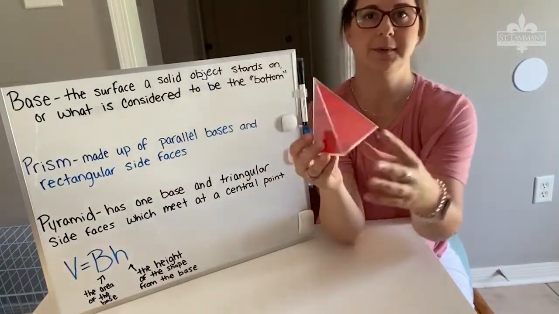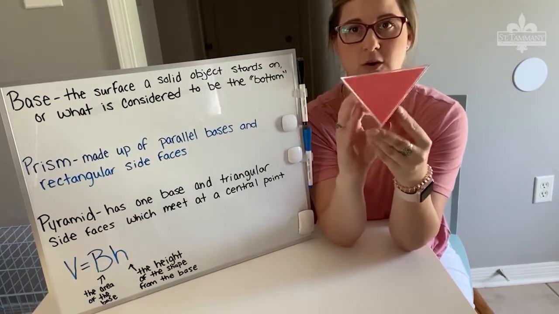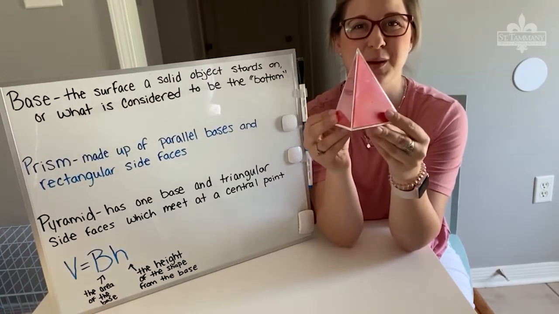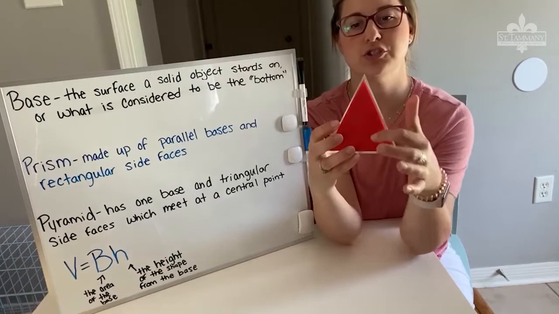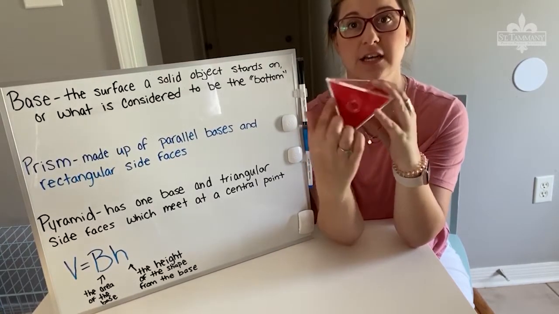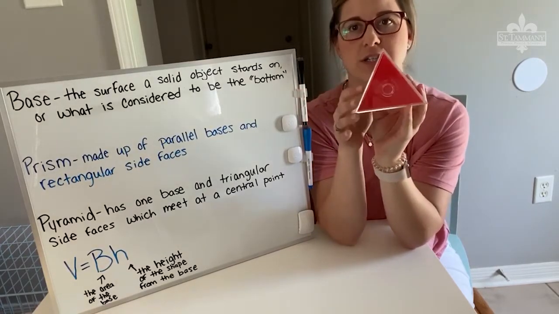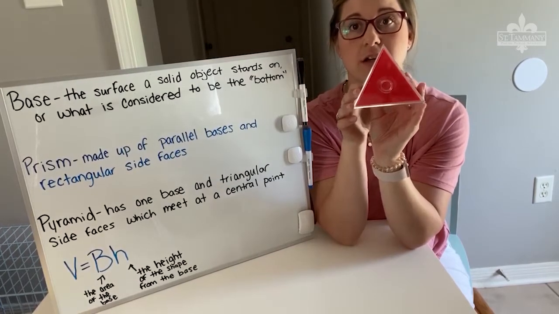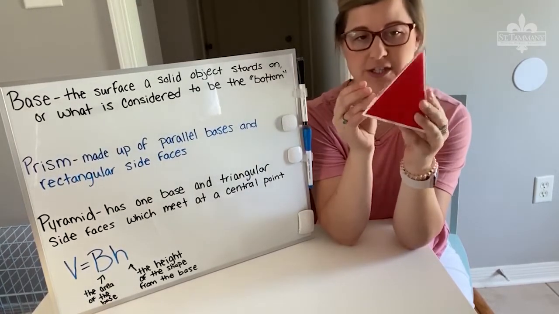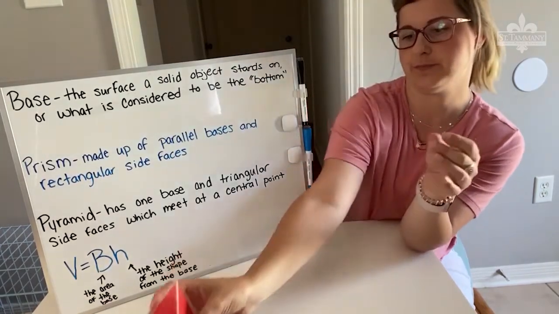Okay, so our next shape. Pyramid or prism? Good, it is a pyramid. It is coming to a point, those triangular faces are coming to a point, and then we have that one base. So this is our base, that's where our name is coming from. And so what shape do we have there? Good, that is a triangle. So what three-dimensional shape is this? Good, it is a triangular pyramid.